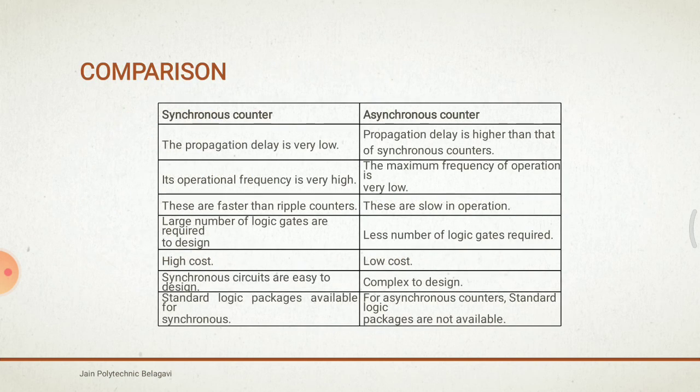There are differences between synchronous and asynchronous counters. In synchronous counters the propagation delay is very low; in asynchronous counters the propagation delay is higher than that of synchronous counters. The operational frequency of synchronous counters is very high; the maximum frequency of operation of asynchronous counters is very low. Synchronous counters are faster than ripple counters. Asynchronous counters are slow in operation.